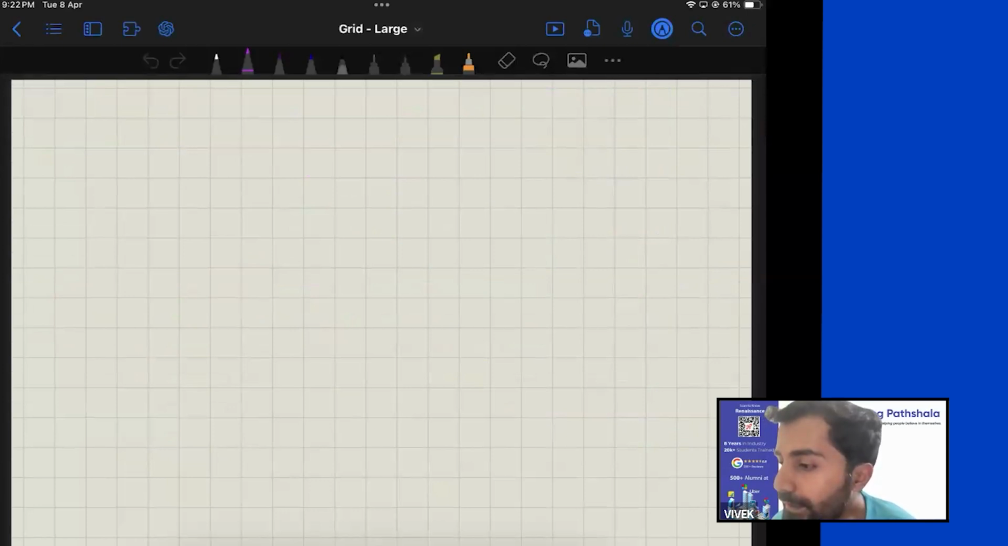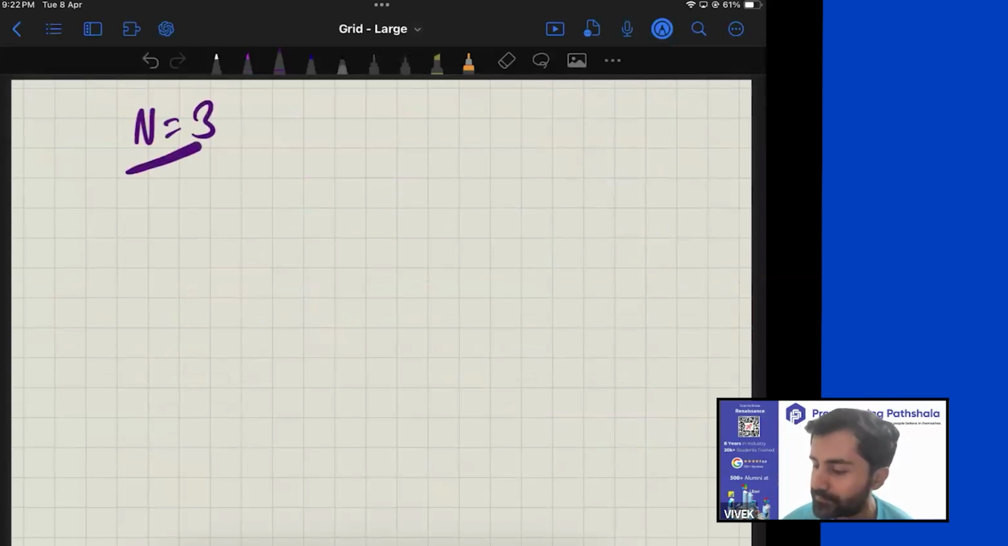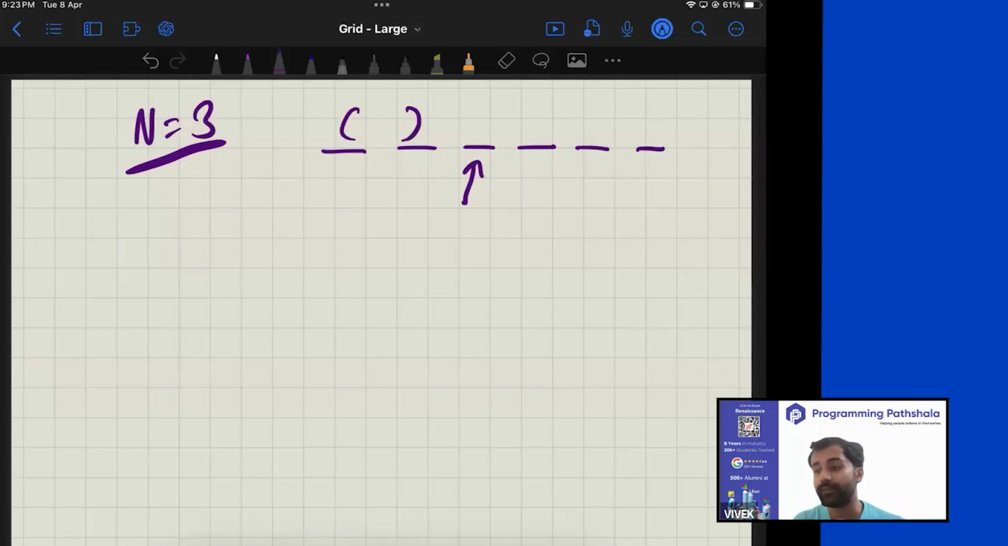So now let's look at some cases, and then things will become much clearer. Let us say the value of n is equal to 3, and you are on your way to generate balanced parentheses of size 6. So let's say you put your first bracket as this, and you put your second bracket as this. And now you're wondering how many different brackets can be placed over here. Can you tell me?